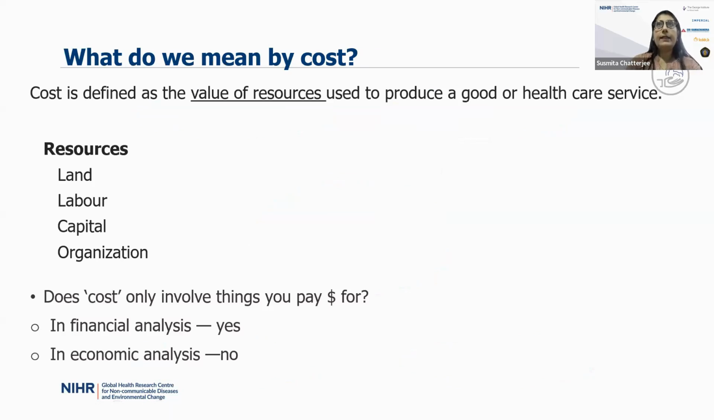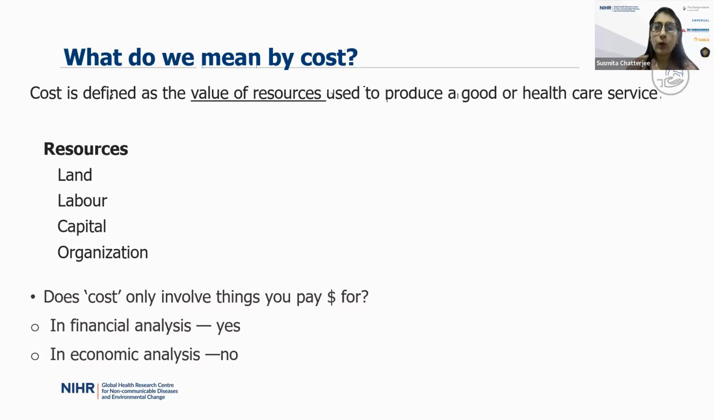Let's move to the concept of cost. When we talk about cost, what does it mean? Here also, I have seen a lot of confusion while people talk about cost. So let me start with the basic definition, and then I will tell you what is the confusion among researchers who do not know the terminology properly. Cost is actually the valuation of resources.